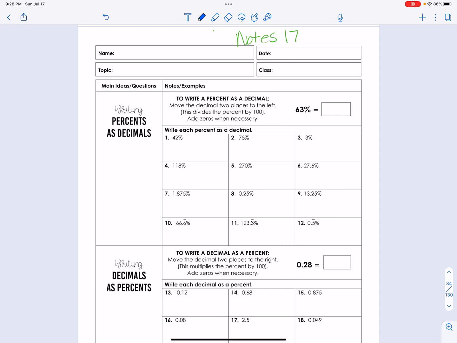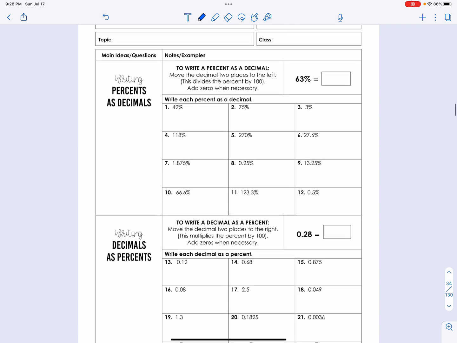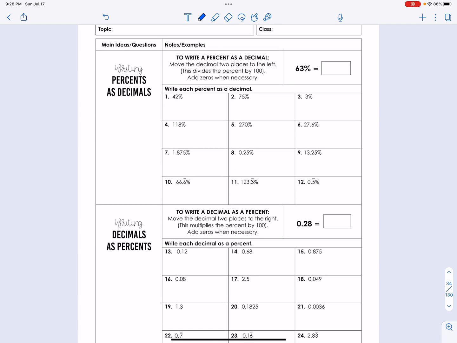So another really important thing in math that you're going to use a lot as you get older, banking and things, science, is to be able to write a percent as a decimal because you want to use it in equations. So what you're going to do, it says right here, you move the decimal 2 places to the left. And here's the reason why, because you're dividing by 100. So if you just take on your calculator 63 divided by 100, it's going to just move the decimal 2 places. So your answer is 0.63.